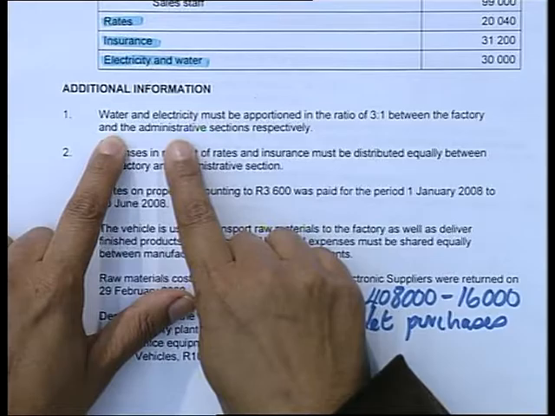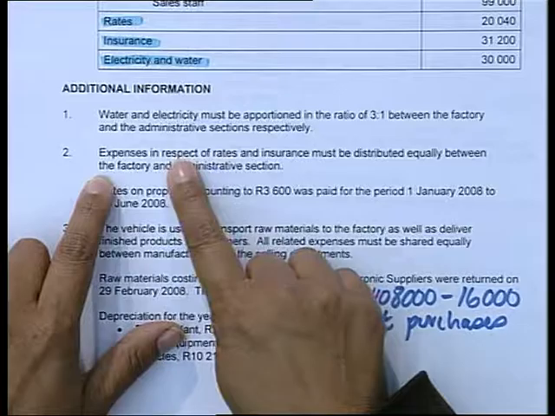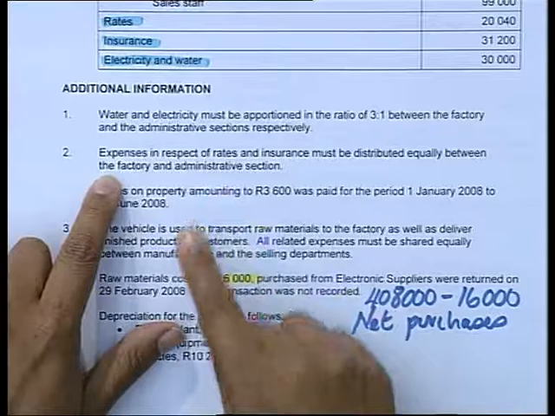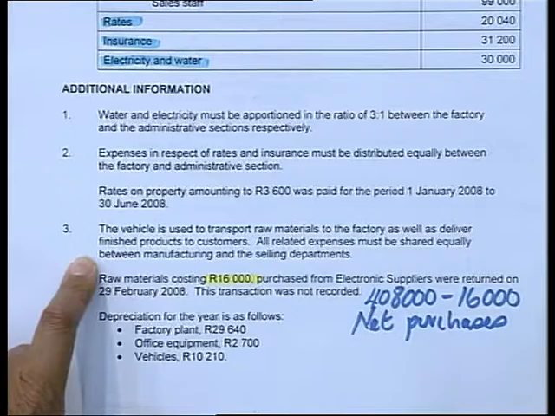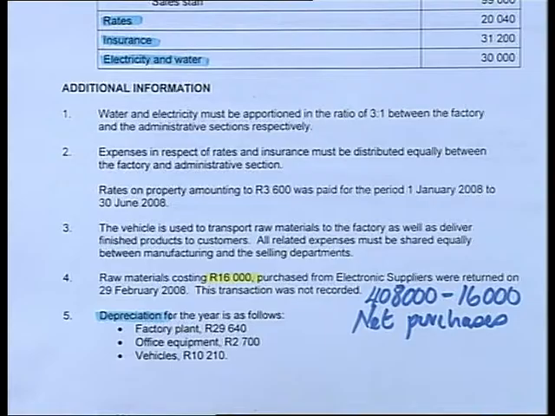Okay, they say expenses in respect of rates and insurance must be divided equally between the factory and the admin. So that's also a factory expense. And then they also say the vehicle is used to transport raw materials to the factory. So that's also a factory-related expense. And then there's another one that we must never forget. It is depreciation. So learners, it's very important that you first identify your expenses.